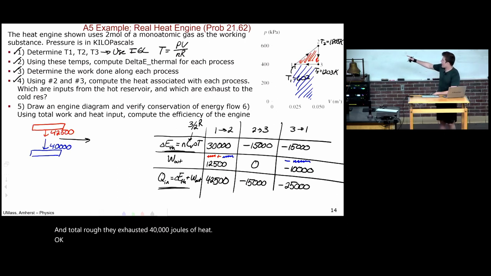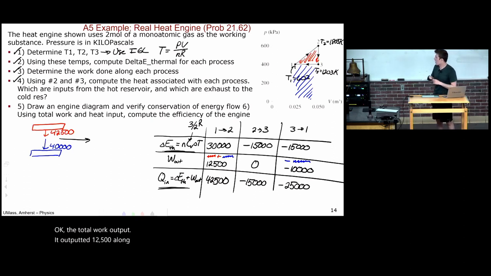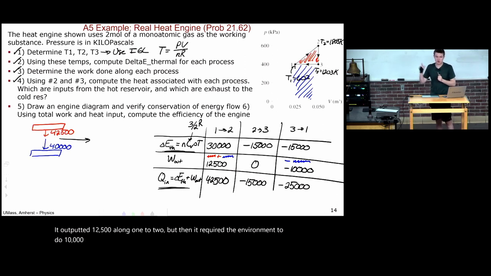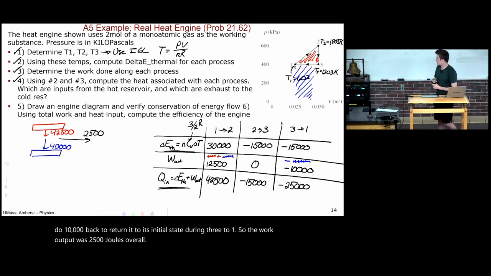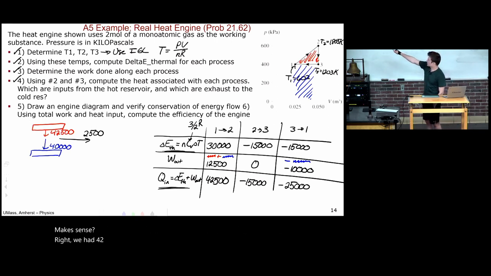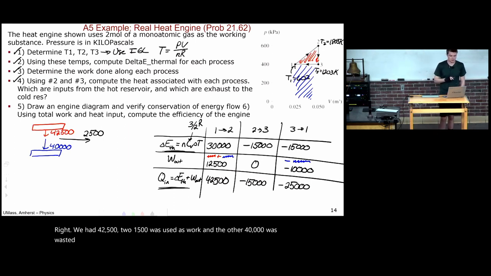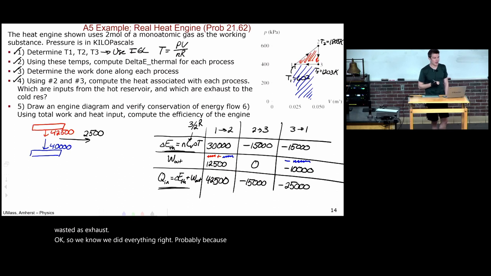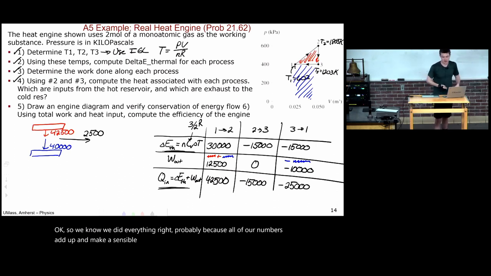Okay, the total work output, it outputted 12,500 along 1 to 2, but then it required the environment to do 10,000 back to return it to its initial state during 3 to 1. So the work output was 2,500 joules overall. And if we did everything right from our table, we should see the energy split up make sense, right? We had 42,500. 2,500 was used as work, and the other 40,000 was wasted as exhaust. Okay, so we know we did everything right, probably, because all of our numbers add up and make a sensible energy flow diagram.